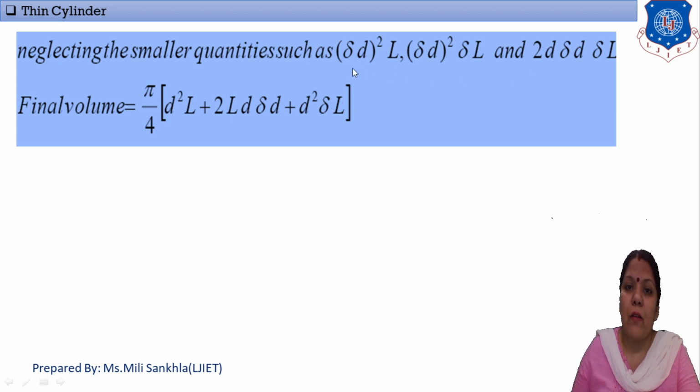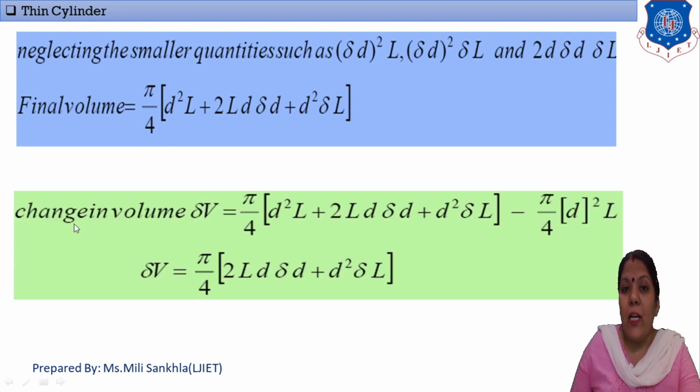So simply, the terms where smaller dimensions are squared, like del d square and del L square, we neglect. Ultimately our final volume is equal to pi by 4 d square L plus 2L d del d plus d square delta L. This is the final volume for a thin cylinder. Now our goal is to find the change in volume.